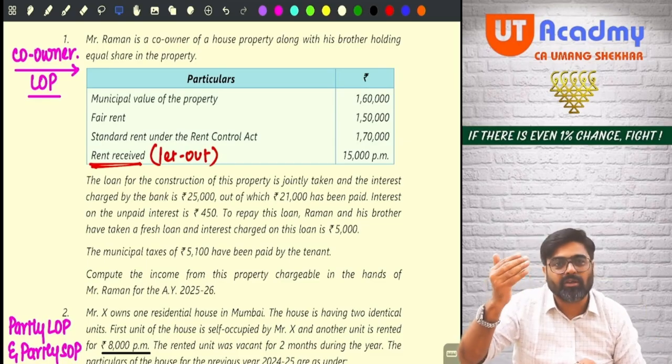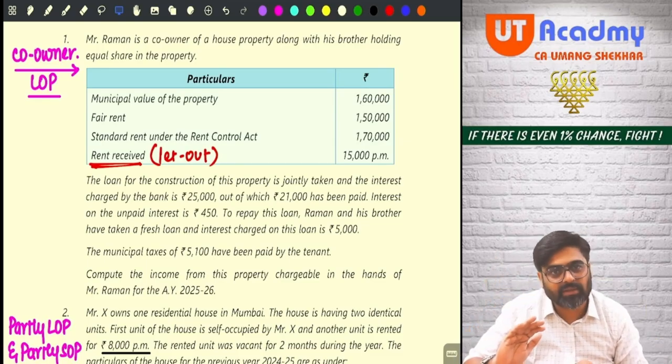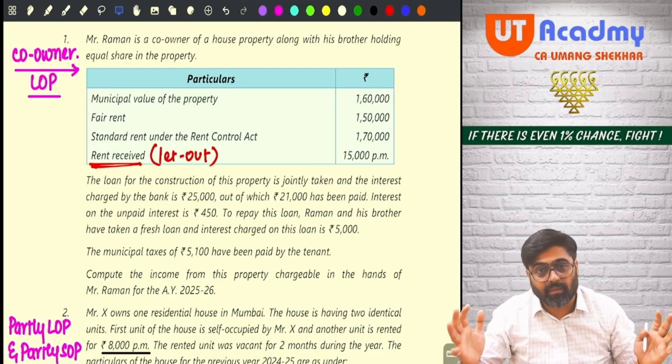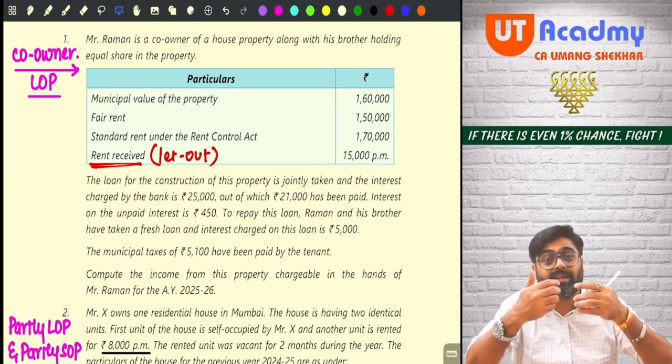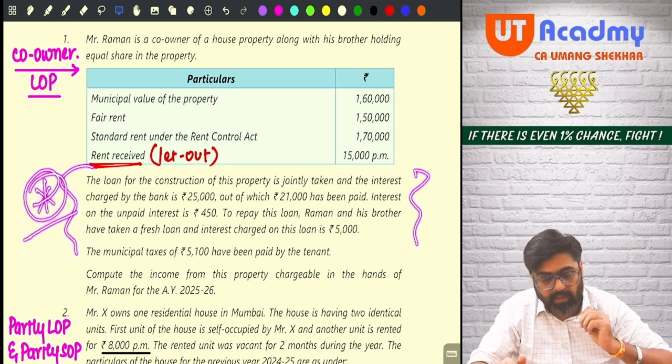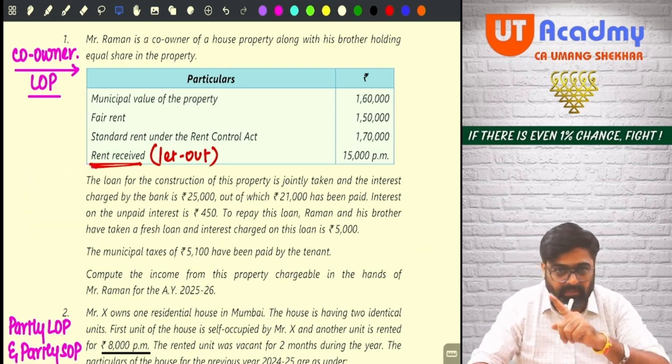But that 25,000 is housing loan interest, and that 5,000 is also housing loan interest becoming due, in this year, will be allowed in this year itself. So entire 30,000 will be allowed. Mark this important. Adjustment is important because you committed a mistake over here.